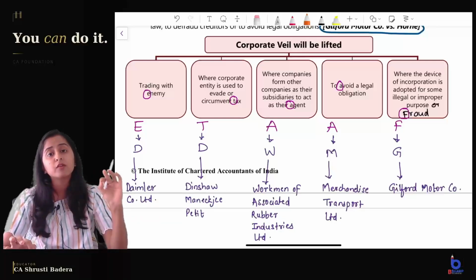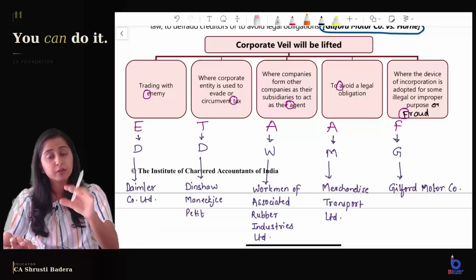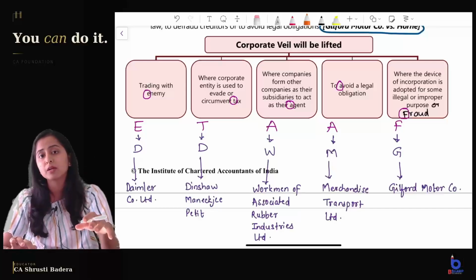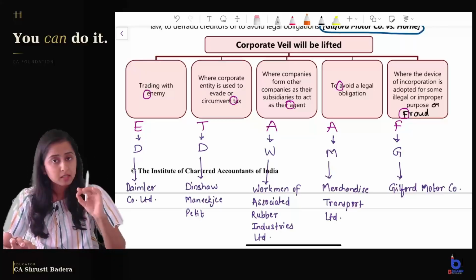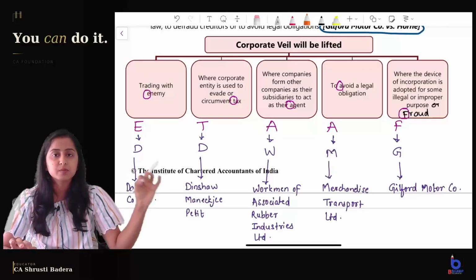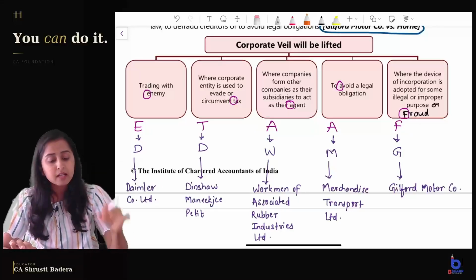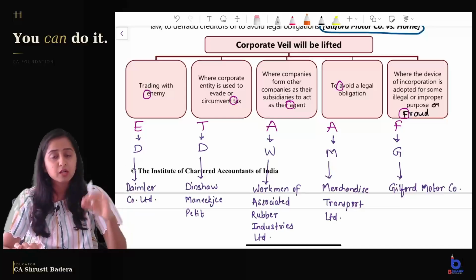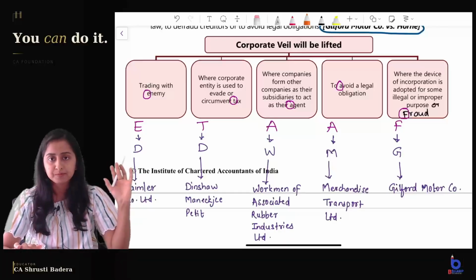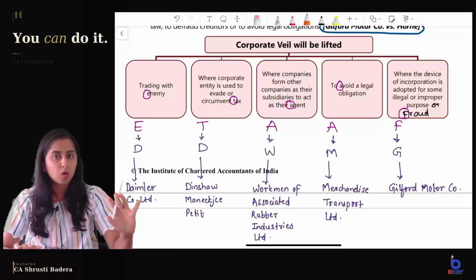W, Workmen of Associated Rubber Industries Limited versus Associated Rubber Industries Limited and others. This is the case law for lifting of corporate veil where the company is formed to avoid legal obligation. DDWM, M means Merchandise Transport Limited versus British Transport Commission, where the subsidiary was incorporated to act as an agent of the parent company. Then G, DDWMG, Guilford Motor Co. versus Horne, the case where the company was incorporated for fraud or for defeating law, right?